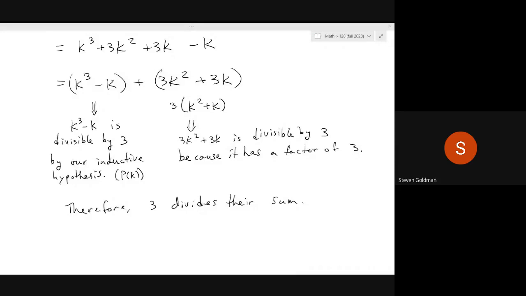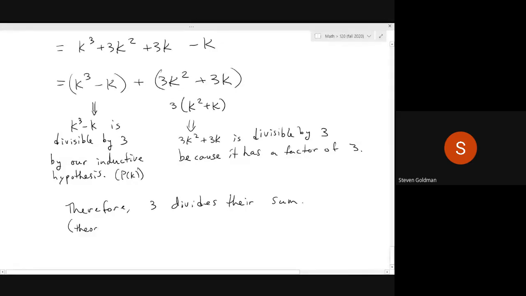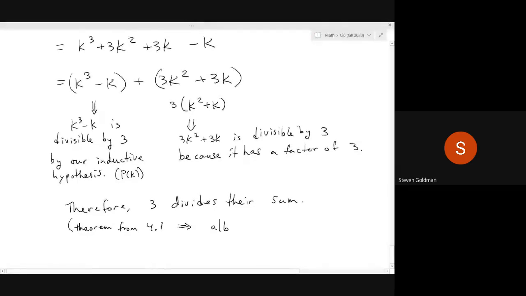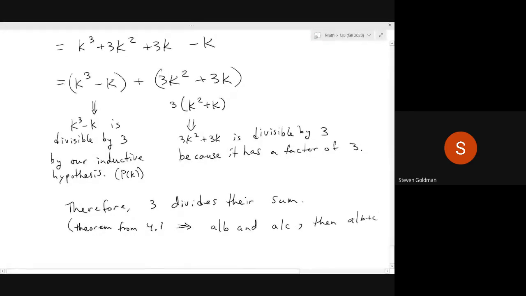No, you don't have to state the theorem. I'll write it here just to remind you. This is a theorem from 4.1. The theorem was: if A divides B and A divides C, then A divides B plus C.